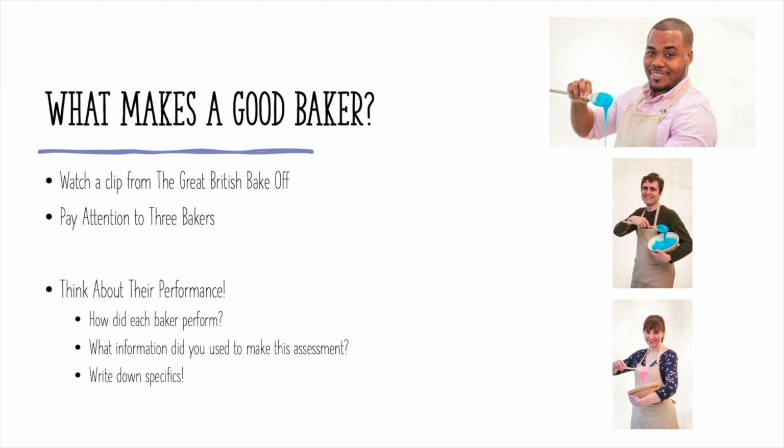Anywho, so I'll probably get a copyright hit when I put this up on YouTube. But what I'd like you to do now is pay attention to these three bakers. I think his name is Ceci, Tom and Kate. In particular, I'd like you to think about their performance. So how did each of the bakers perform? What information did you use when making this assessment? So write down some specifics, and we'll reflect on those a little bit right after the clip. So here we go.